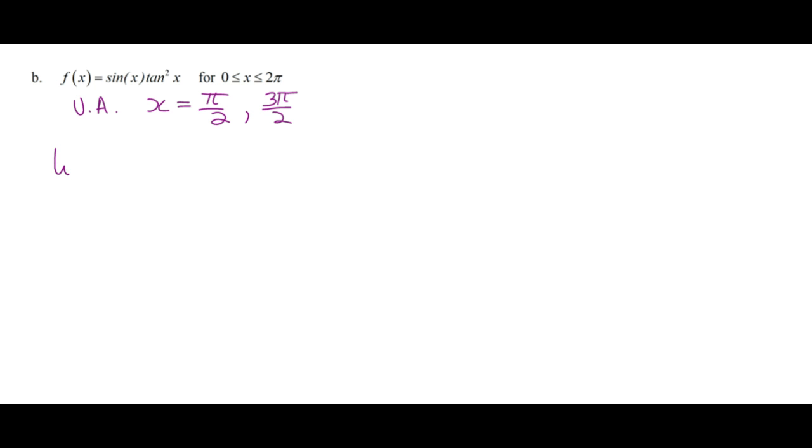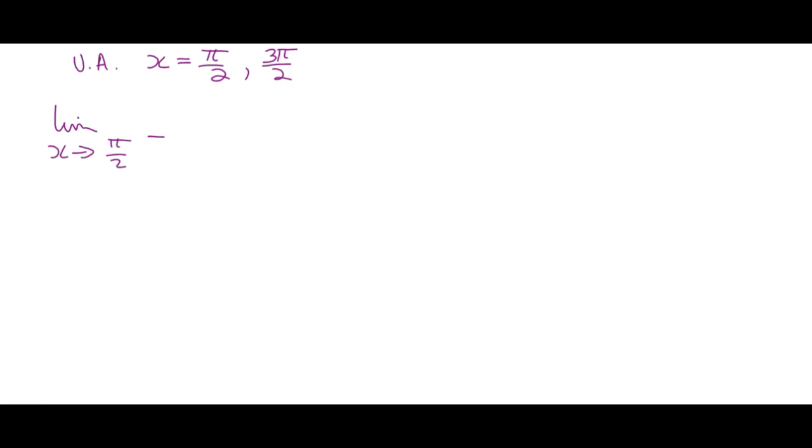All right, so limit as x approaches pi over 2 from below. I'll just do them one at a time, I guess, right? Write it all down. What is it? Sine x tan squared x. Let's move the below over here a bit. Sine x tan squared x. What's going to happen there?